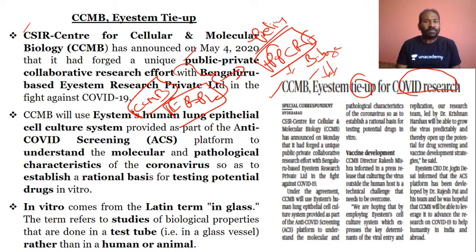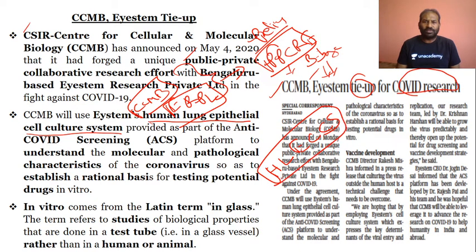So this could be a probable question. CCMB will use iSTEM's human lung epithelial cell culture system. So what system is the CCMB using? It is the human lung epithelial cell culture system.